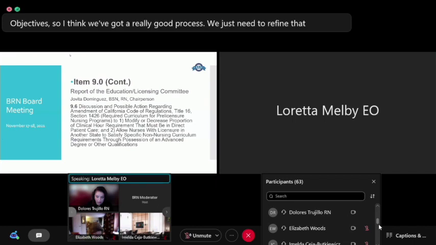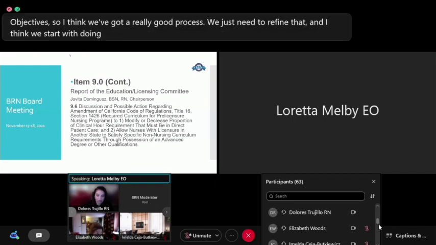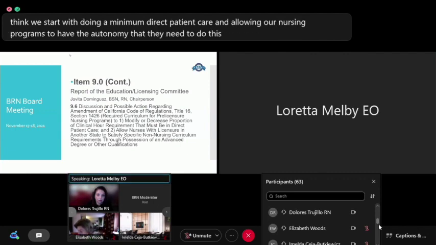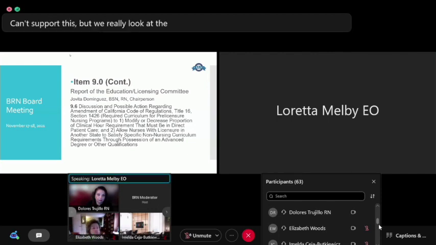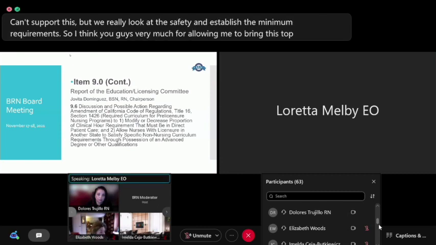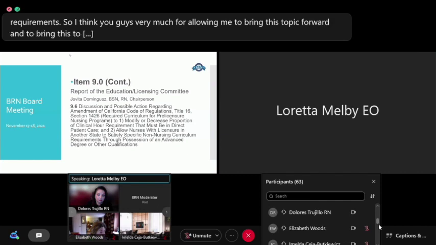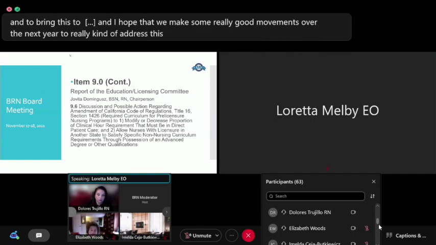And I think we start with doing a minimum direct patient care and allowing our nursing programs to have the autonomy that they need to do the simulation that suits their school. And then we move forward from there and we stop the back and forth about we need this and we can't support this, but we really look at the safety and establish the minimum requirement. So I thank you guys very much for allowing me to bring this topic forward and to bring this to NEWAC. And I hope that we make some really good movements over the next year to really address this. Thank you guys. Thank you, Lori.